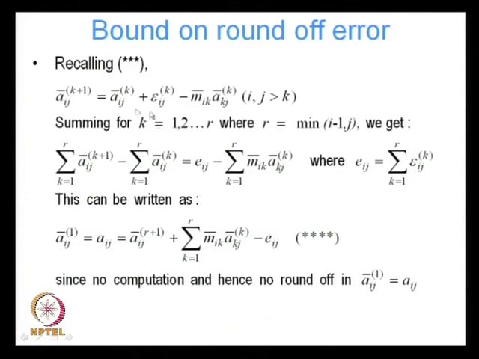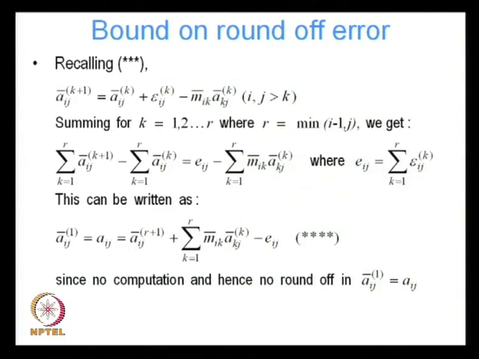Everything is going to cancel except the term for k equal to r, which is going to give me ā_ij^(r+1), and the term which involves ā_ij^(1). So, I have ā_ij^(r+1) minus ā_ij^(1). The rest of the terms from this first term are going to cancel the rest of the terms from this second term. So, we are left with ā_ij^(r+1) minus ā_ij^(1), but ā_ij^(1) is going to be a_ij, because that is the first step, and in the first step there are no round off errors. So, ā_ij^(1) is equal to a_ij.